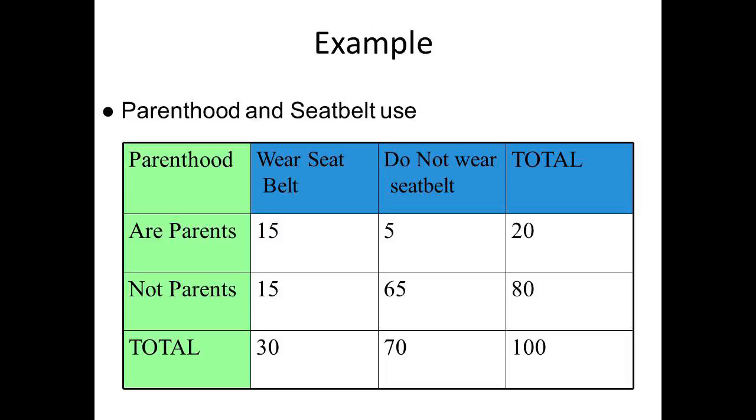Here we have a table that outlines the answers to a survey that had only 2 questions. Are you a parent, and do you wear a seatbelt? So let's start with the basics. If we took a random person from this group, what's the probability that we would get a parent? Well, we know there were 100 people total, and 20 of them were parents. So that means if we drew someone at random, we'd have a 20 out of 100, or a 20% chance of drawing a parent.